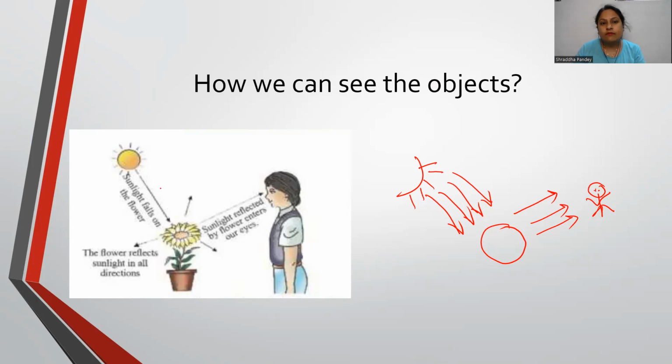In the same way, in this picture, the sunlight is falling on this flower, and the flower is reflecting rays in different directions. Not only one person can see it. Any person looking at that object will be able to see that flower. The sunlight is reflected by the flower, enters the eyes of this person, and that person is able to see the flower. So how can we see the objects? It is because of light.